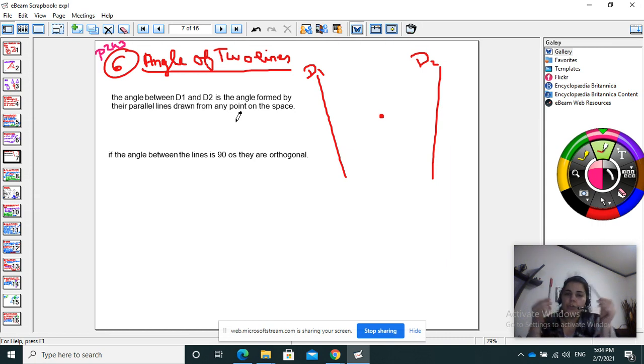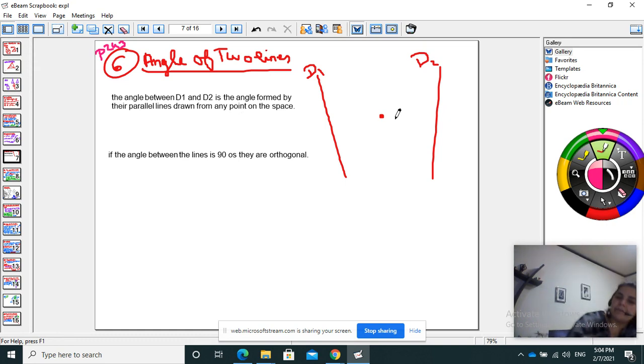So I need to make a parallel. I need to choose a point in the space, for example, and I do a parallel, as I'm doing a translation to find the angle between the two lines. Now, when I do this translation, if the angle that I got is 90 degrees, it means that those lines are orthogonal. And kind of like this in the space. When you move the lines and they make 90 degrees, they are orthogonal.